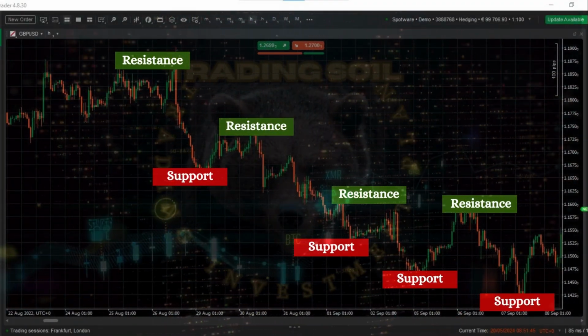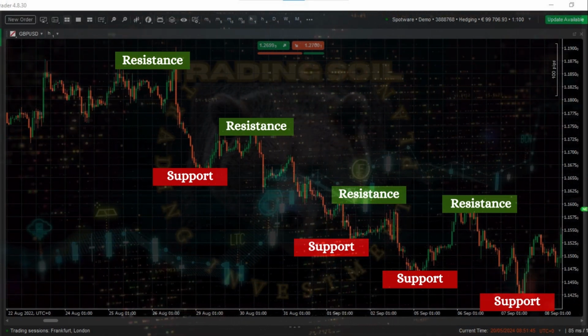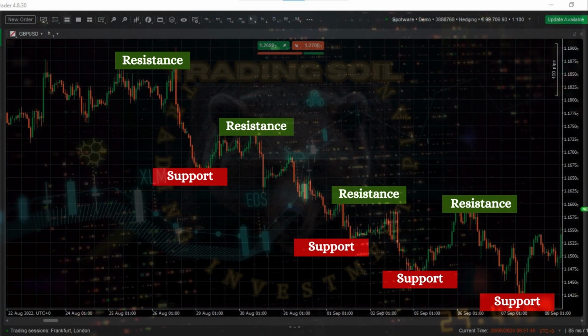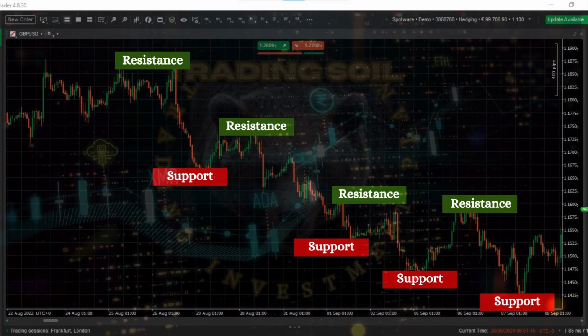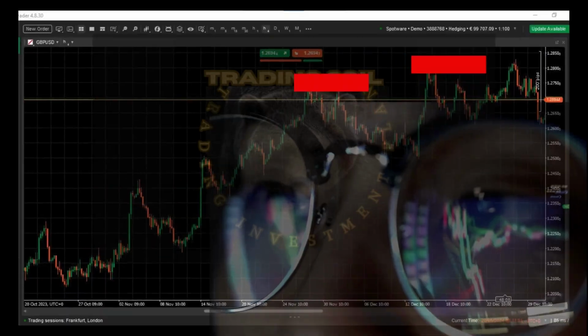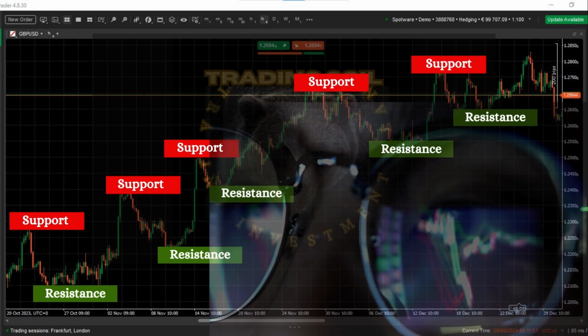So when it comes to a downtrend, the downside will always be the support zone, while the upside will be the resistance zone. And the market will start forming lower lows and lower highs. And when it comes to the uptrend, the same thing is applicable.